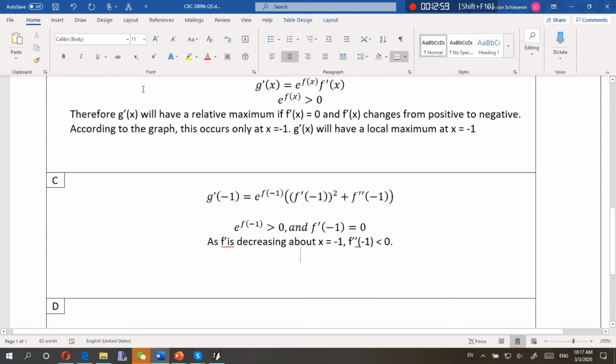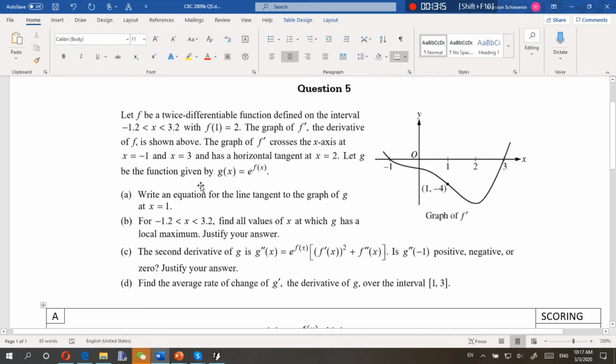Okay, so what can we finally conclude about g prime at -1? G prime at -1 is less than 0. Awesome. So g prime at -1 must be negative, because we've got a positive times a negative, effectively. Okay, and last one. Find the average rate of change of g prime over the interval 1 to 3.